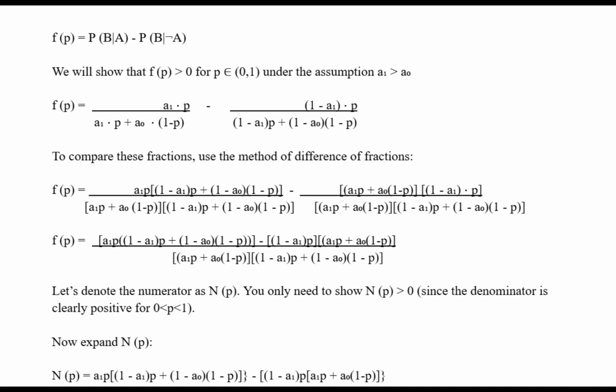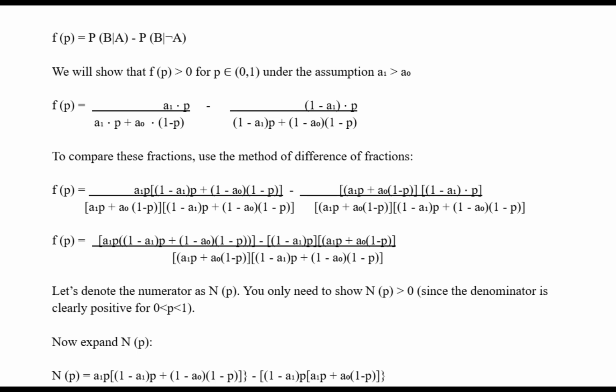Okay, so f of p is going to equal a1 times p divided by a1 times p plus a0 times 1 minus p, minus 1 minus a1 times p divided by 1 minus a1 times p plus 1 minus a0 times 1 minus p. So to compare these fractions, we have to use a method called the difference of fractions. So we're going to multiply the top and the bottom of the left side by what's on the bottom of the right side.